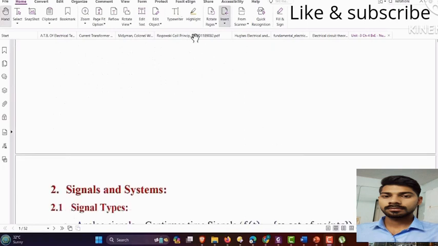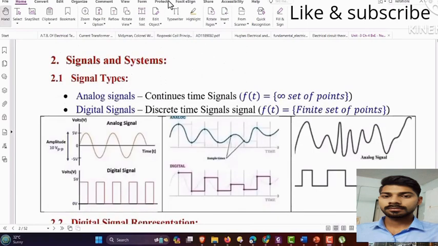So let us start. We will start with some preliminaries. Let us see signals and systems. In electrical engineering, we will mostly focus on two signals, that is voltage and current. According to their representation, the signals are classified under two categories, analog signals and digital signals. The voltage and current signals are the functions of time.